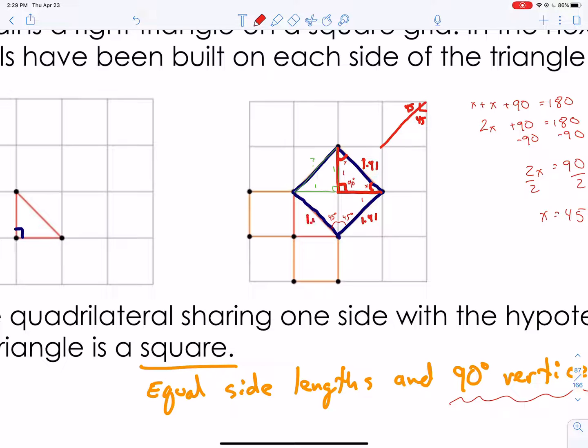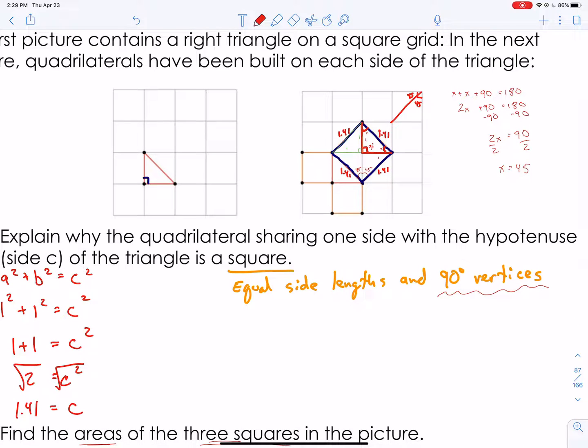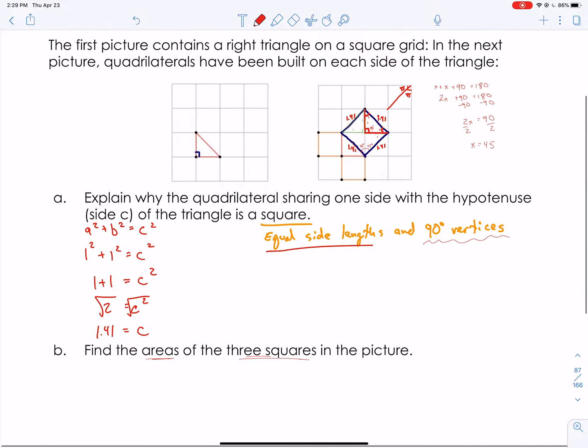This is also 1.41. Okay, so there's a lot more we could talk about, but if we show that, that'll be enough for 8th grade math. So 1.41, all the sides are equal. So we just proved that. Equal side lengths, and we showed that they all have 90-degree angles for each of the vertices. So that's it for A.